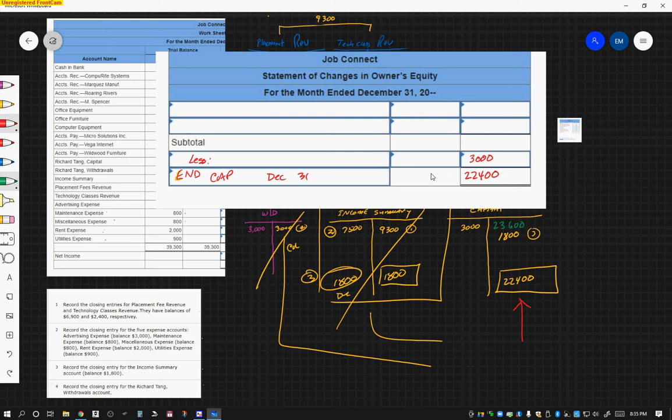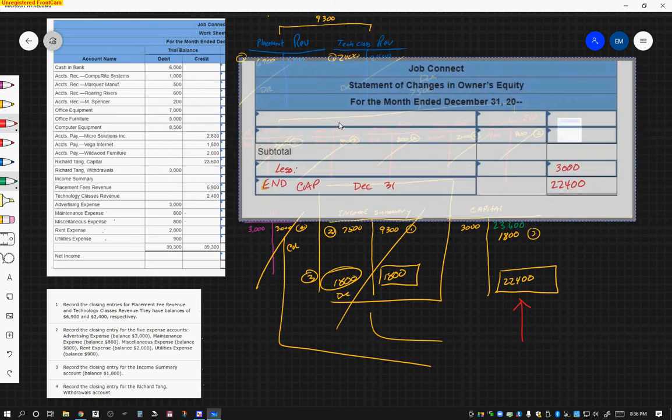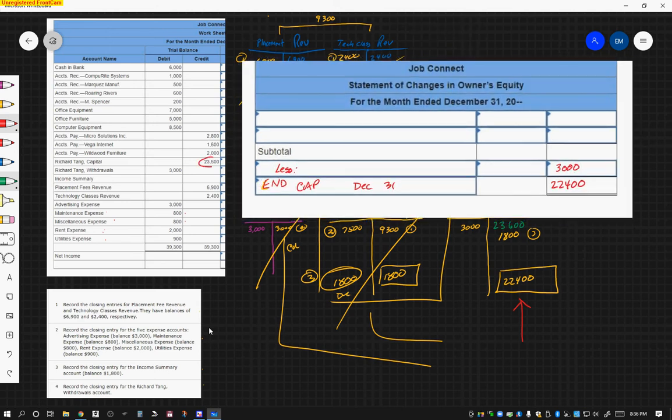The beginning capital balance, very interesting. What was the beginning capital balance? Well, if you're reading this question, you don't see anything that says anything about investments being made during the month. And if that's the case, there's no additional investments by the owner, the beginning capital balance is going to be the same balance that we had on the trial balance. So you should see the same number here. Here is your capital balance, $23,600.